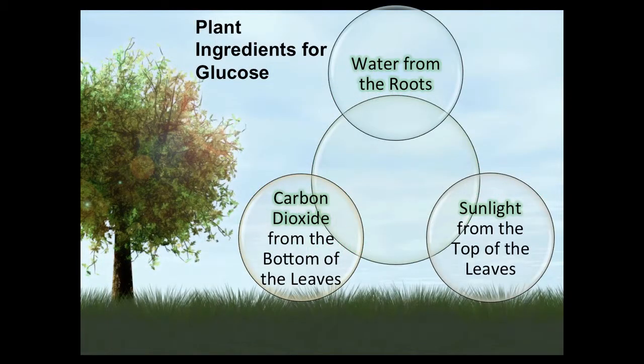The plant ingredients or resources for making their food, which is glucose, are water, which comes from the roots, sunlight, which is absorbed from the top of the leaves of the plant, and carbon dioxide, which comes from the bottom of the leaves of the plant. So we know the parts of a plant. You have the roots, the stem, the leaves, and the flower. Well, water comes from the roots, sunlight comes from the top of the leaves, and carbon dioxide comes from the bottom of the leaves. We're going to come back to this diagram, this graphic organizer, later.